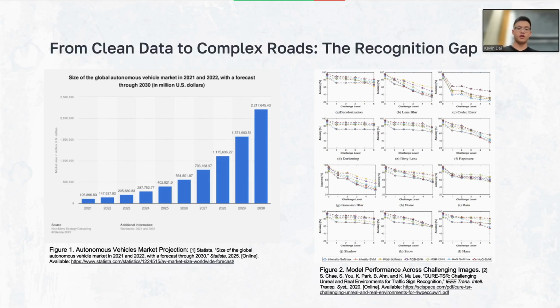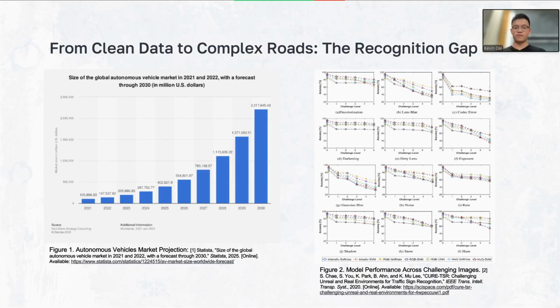These graphs come from the CURE-TSR benchmark, which has tested traffic sign recognition models under increasingly difficult visual conditions, things like blurs, shadows, dirty lenses, and rain. The x-axis is the challenge severity, and the y-axis is the accuracy. Notice how almost every model starts near perfect accuracy on clean data, but performance drops sharply as the scenes get more and more complex.